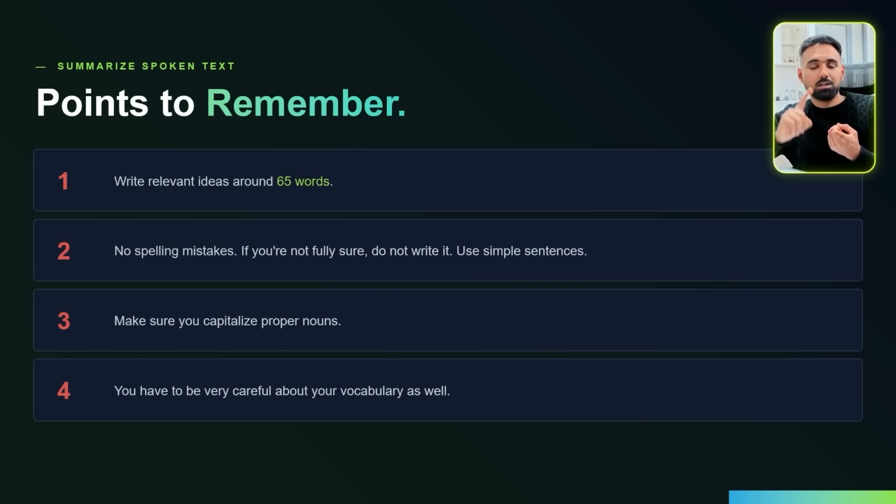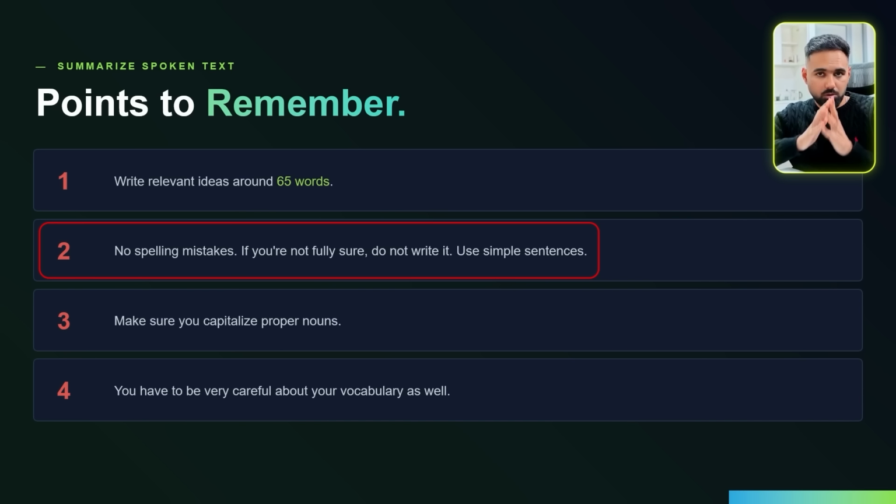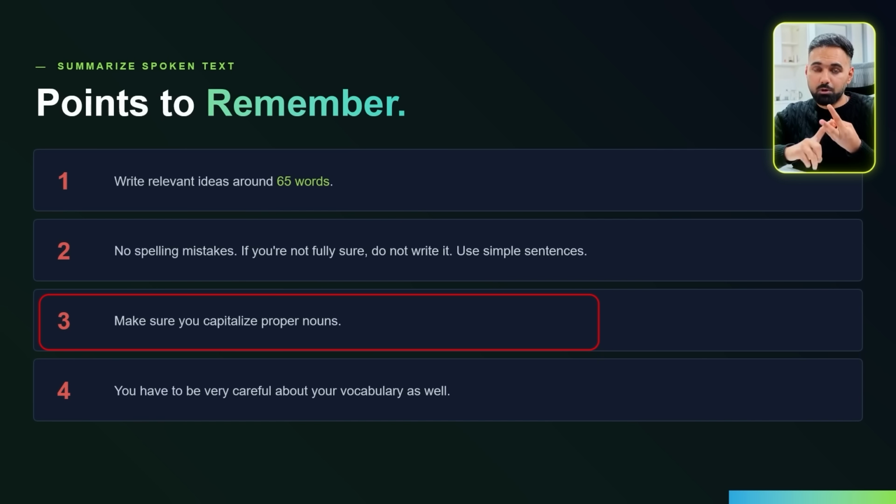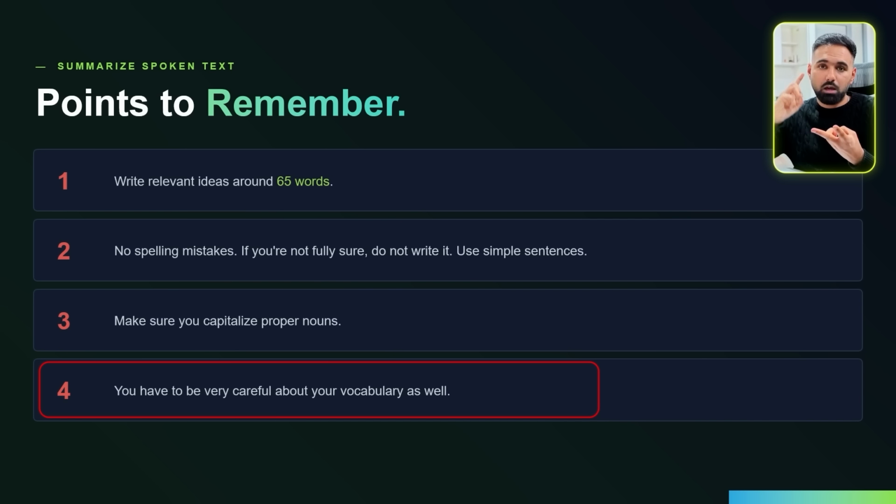How you have to crack Summarize Spoken Text: write relevant ideas, around 65 words, no spelling mistakes. If you're not really sure, do not write it. Use simple sentences, make sure you capitalize proper nouns. That is something which I've learned today as well, and there's no shame in accepting that, right? And then you have to be very careful about your vocabulary as well. These are the things you need to do to get a perfect 90 on 90 in your PTE test.